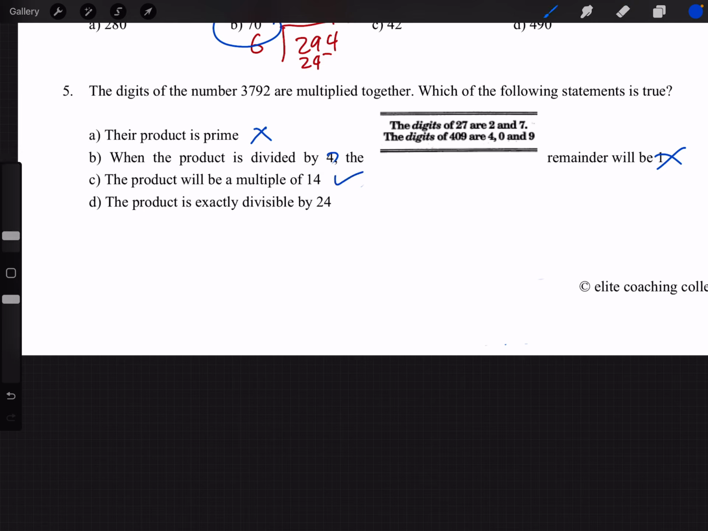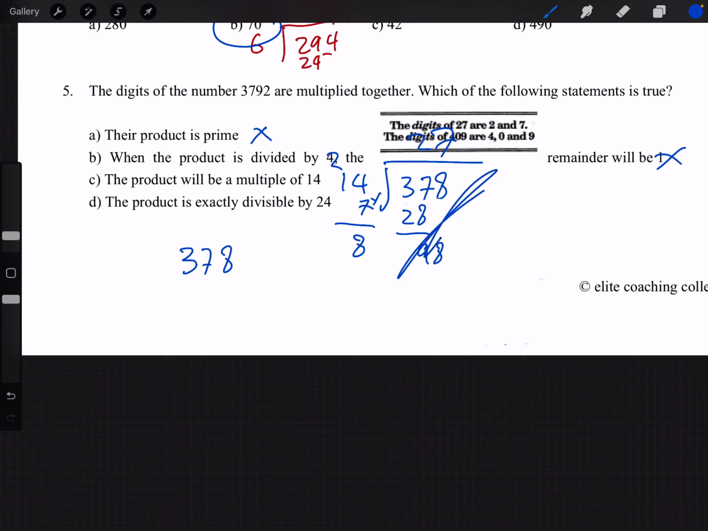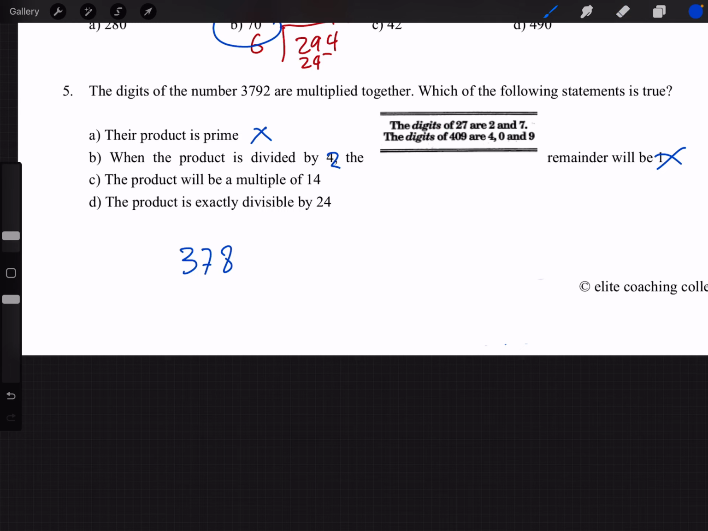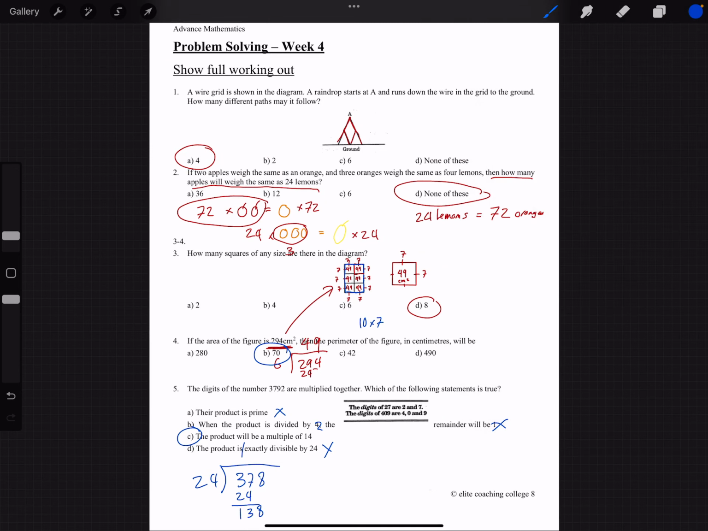So yes, that's true. The last one says the product is exactly divisible by 24. Okay, let's see if it's divisible by 24. So 3, 7, 8. It's saying that this will be divisible by 24. Let's see if it's correct. So the first one is 1, 24. This will be 6 plus 7, which is 13. 8, is this divided by 24? Let me see, 240. No, it's not. So that's incorrect. So the only one that's true is C. And that's done. Okay, hope that helps.